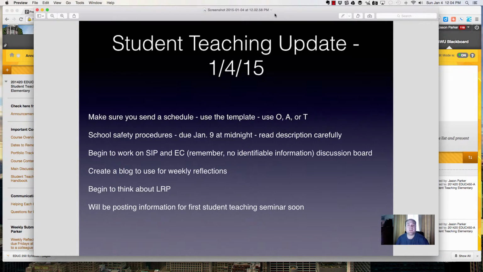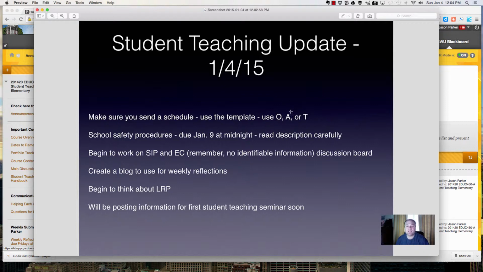On your to-do list for this week, outside of getting settled into your new classroom and really experiencing your first full week with students, make sure that you are sending your university supervisor a schedule, using the template that is included as part of your Blackboard site. It's the same template that we reviewed when Mrs. Tuttle and I met with our student teachers a couple of months ago. Make sure that you're using O for observing, A for assisting, and T for teaching.